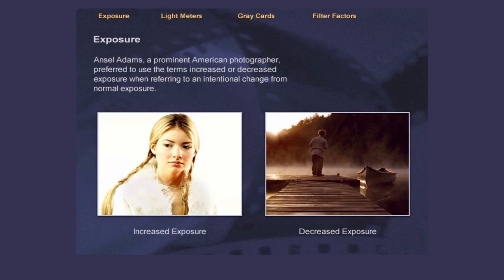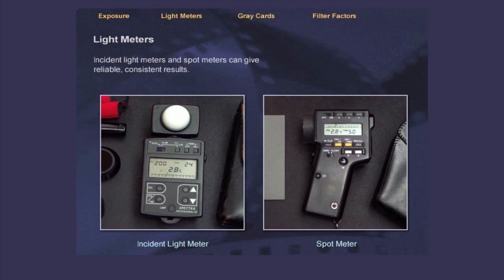Ansel Adams, a prominent American photographer, preferred to use the terms increased or decreased exposure when referring to an intentional change from normal exposure. Incident light meters and spot meters can give reliable, consistent results. Incident light meters are designed to measure light falling onto the subject. Spot meters measure light reflected from the subject and have a very narrow angle of acceptance.